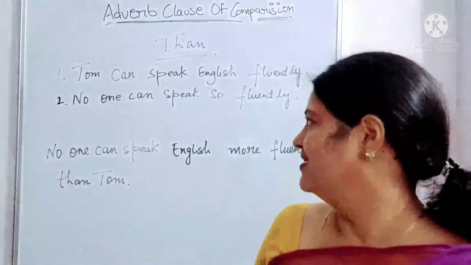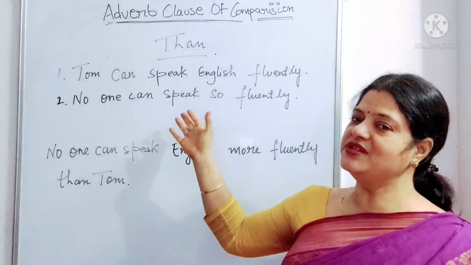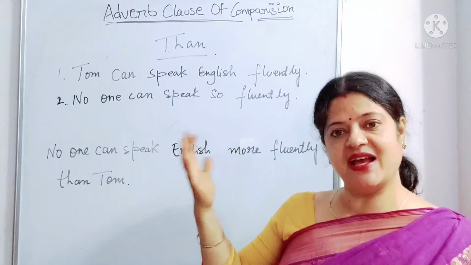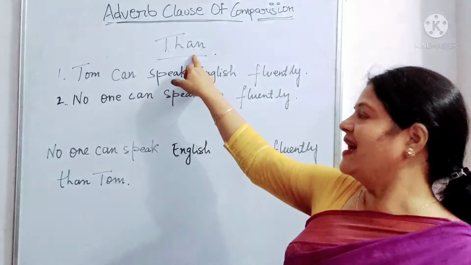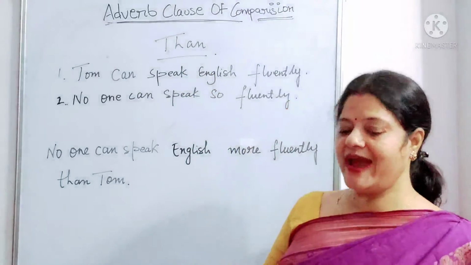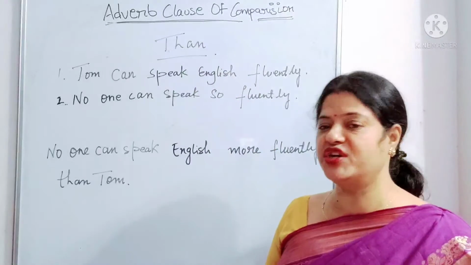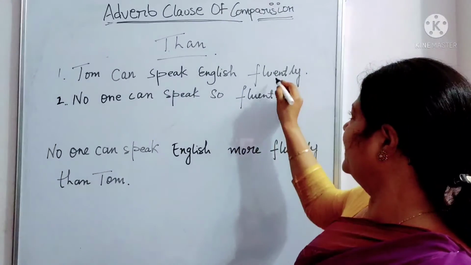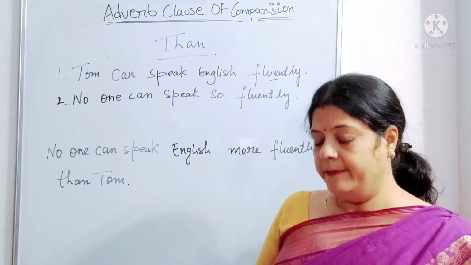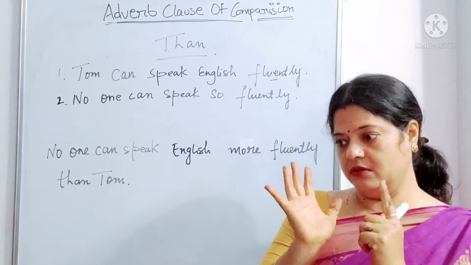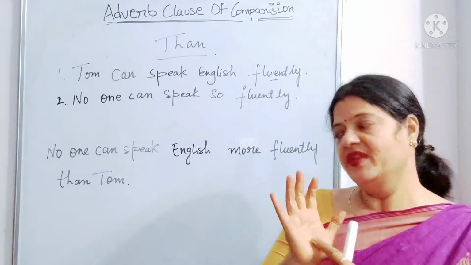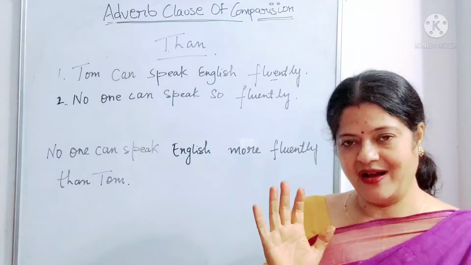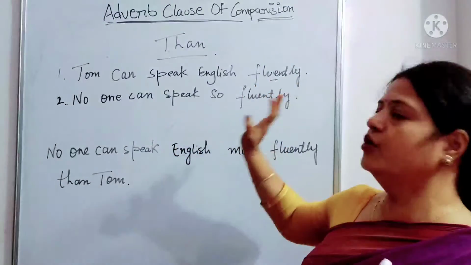Now I'm giving examples. Here I've taken the same two examples which we used for the earlier conjunctions, "as" and "so as." Now we'll see how we can add these two sentences by using the conjunction "than." So: Tom can speak English fluently. Here "fluently" is a polysyllabic word because it is made of three syllables, so we need to use "more" before it. Are you getting my point now? So we will use "more" before it.